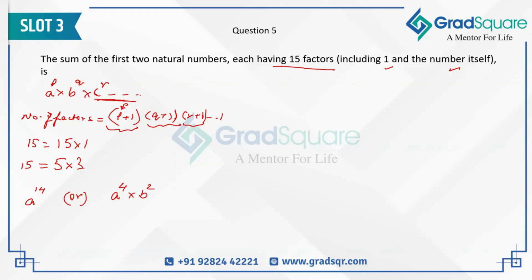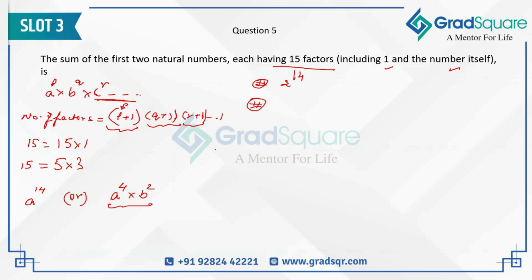A to the power of 14, and I want the smallest number. Then the smallest possible number in that format will become 2 power 14. And then next it will be 3 power 14, and then next it will be 5 power 14, then next will be 7 power 14, so on and so forth, right? But we need to figure out the smallest number. So let's see if this product gives me a smaller number or not.